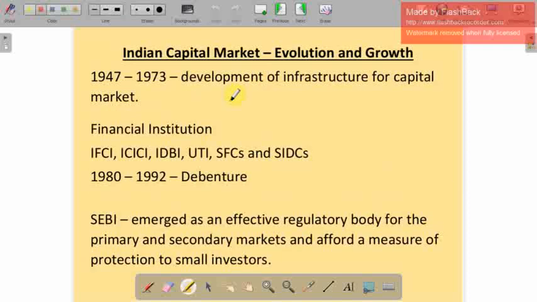So the next topic, Indian capital market evolution and growth. It's like a history. From 1947 to 1973, the development of infrastructure for the capital market. During that time, they developed many financial institutions like IFCI, ICICI, IDBI, UTI, SFCs, and SIDCs. And from 1982 to 1992, they introduced debentures. What are debentures? Instead of getting money from the people as shares, they get a loan from the people. Those who invest in debentures are called debenture holders. So it was introduced in 1982 to 1992.